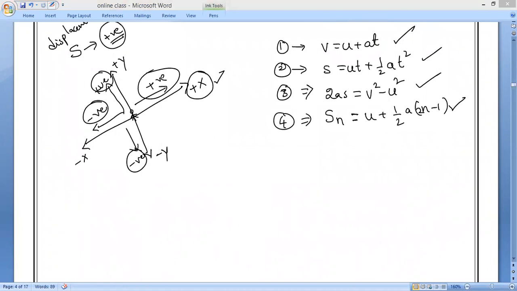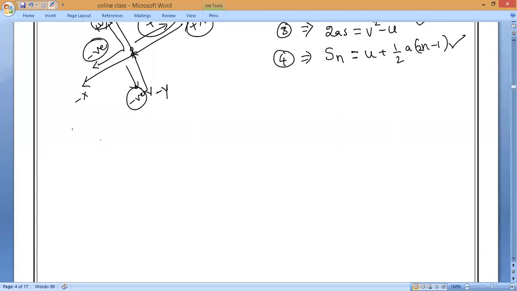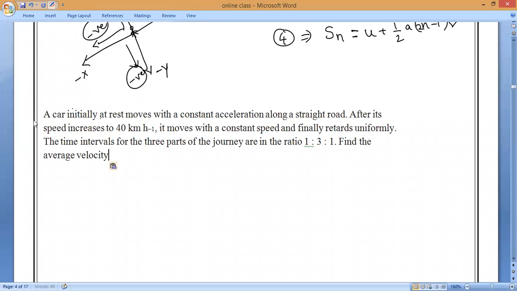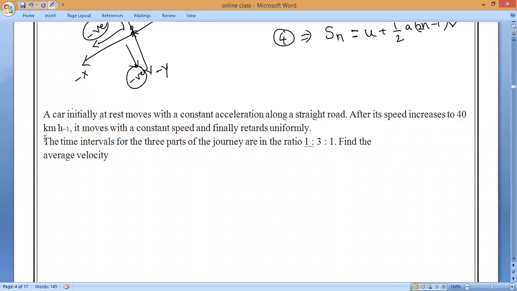Now, shall we start solving the numericals? Are you ready, guys? Yes, sir. Now let us see. The first numerical itself, I am going to make a little bit tough, but you have to solve it. Now you can see, guys, this is the first numerical. Can anyone read it and tell me what you are understanding?